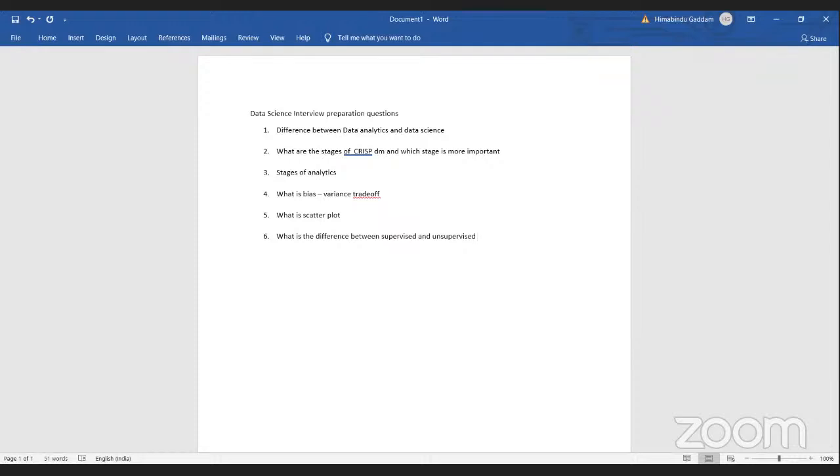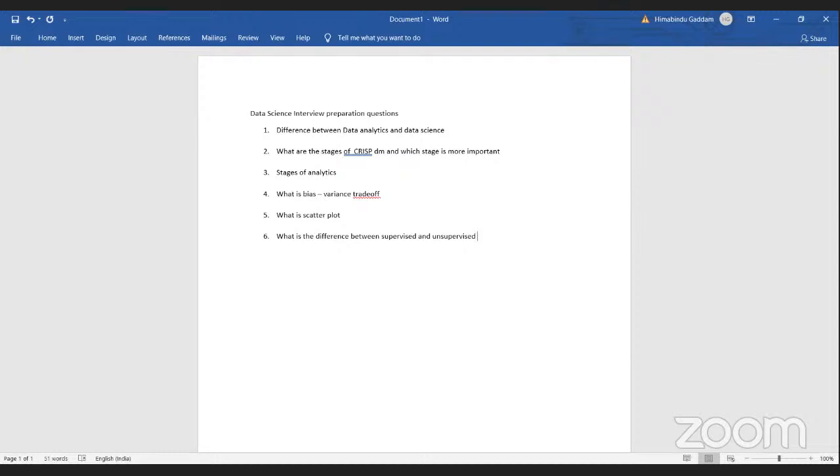Supervised learning is where we have input variables x and output variable y. The y output variable is dependent on input variables. So in this case, we can do the predictions.